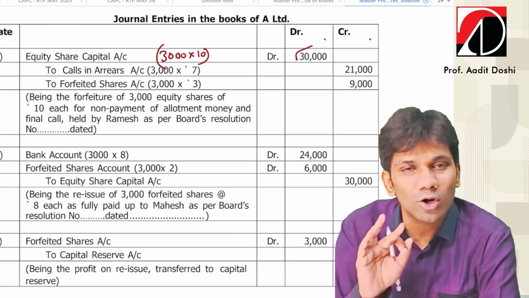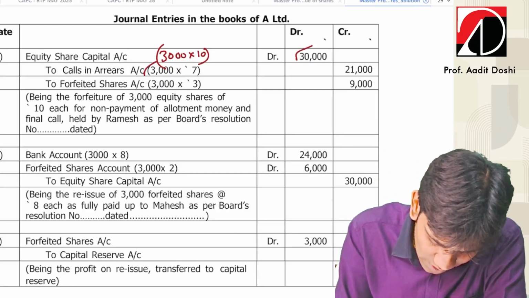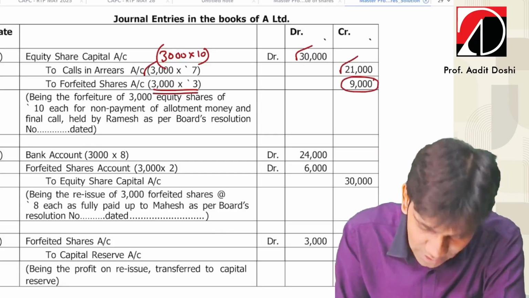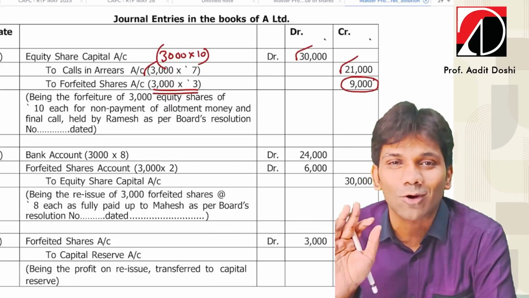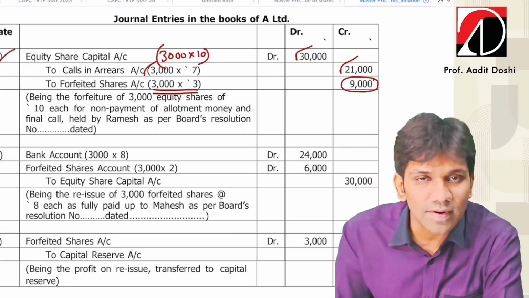How much he did not pay? Allotment of 3 and call of 4. That is 3,000 into 7, 21,000. This will be the balancing figure. That is 3,000 into 3, being 3,000 shares forfeited for non-payment of allotment and call money. This will be the narration. This is entry number 1 done.